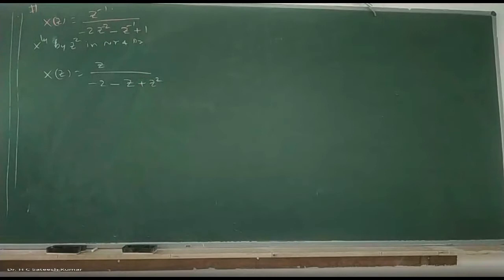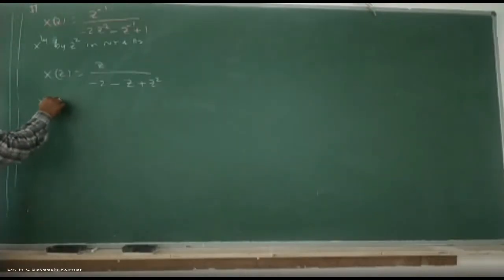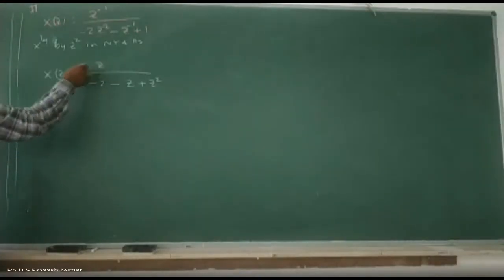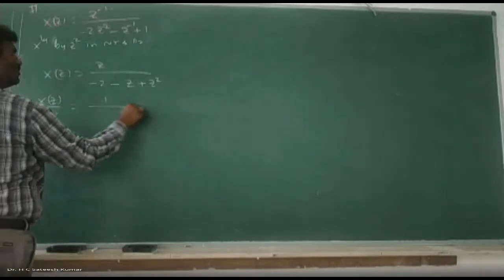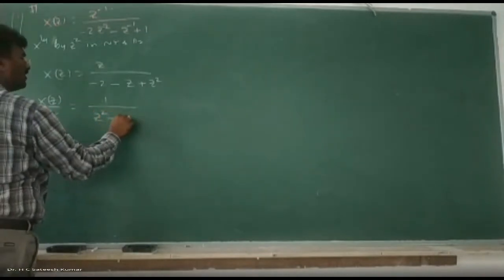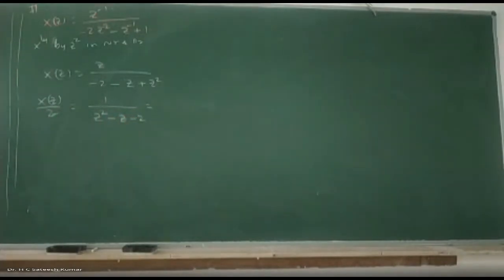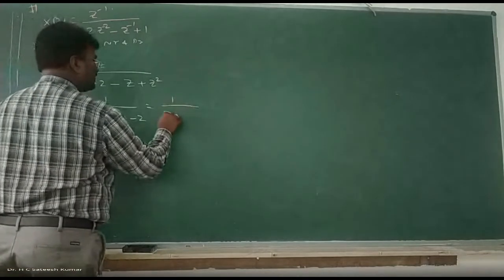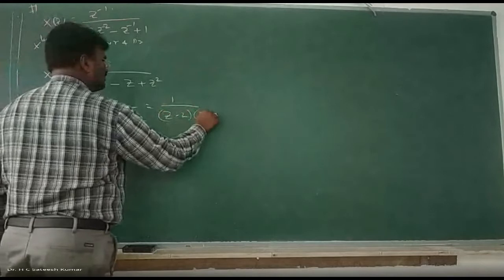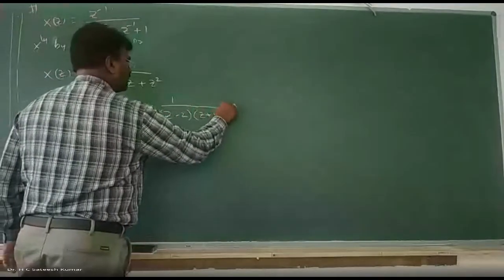Okay, right. So now what is it that we can write? X of z by z is equal to, take the z to the denominator, X of z by z is equal to 1 divided by, rearrange it, z square minus z minus 2. So factorize this one. If you factorize z square minus z minus 2, the factors are z minus 2 into z plus 1. So 1 divided by z minus 2 into z plus 1. Go for the partial fraction.